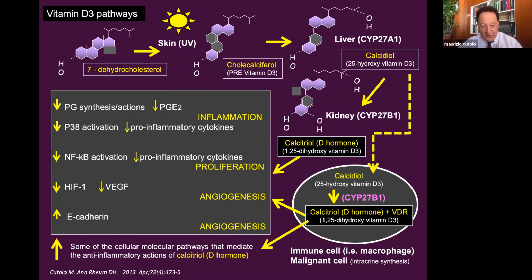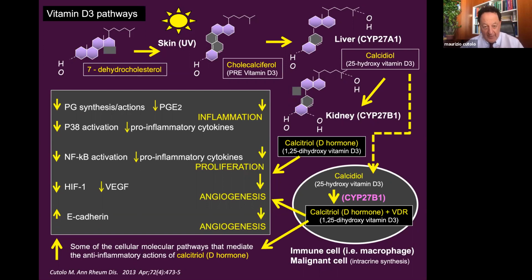So peripheral cells play a role in inflammation and in proliferation, and one of the actors for such anti-inflammatory action is vitamin D, the D hormone produced by the cells themselves. So even if the kidney is not efficient, the peripheral cells mediate the action.